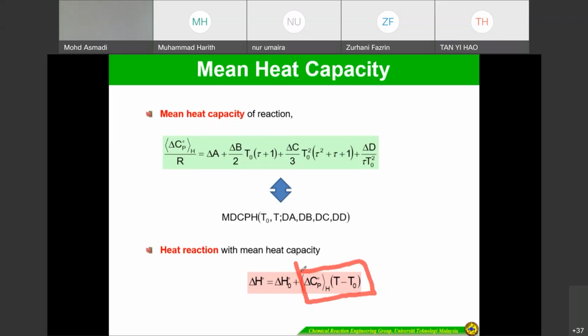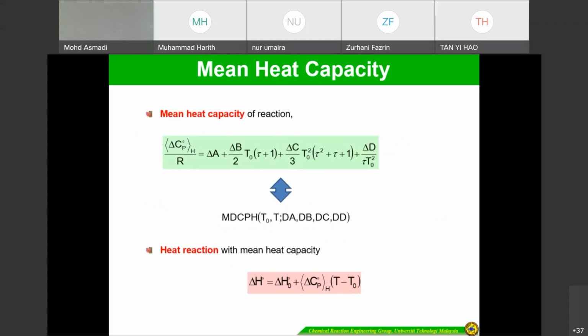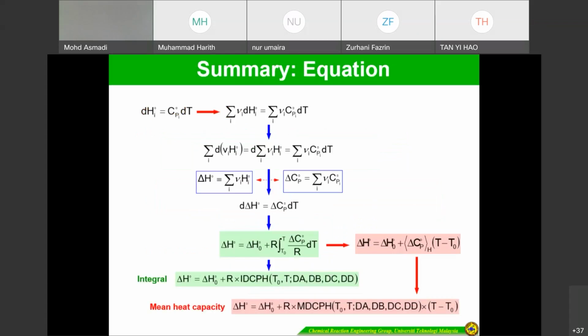Okay. So you can use mean heat capacity. But if you want to use this equation to calculate the delta H, it is also possible. So it's similar to this equation. This is in terms of integration, and this one is in terms of mean heat capacity, so expressed in heat capacity. Okay, in summary, if you look here, to calculate the heat of reaction, this one is by using integration, and this one is in terms of the mean heat capacity.